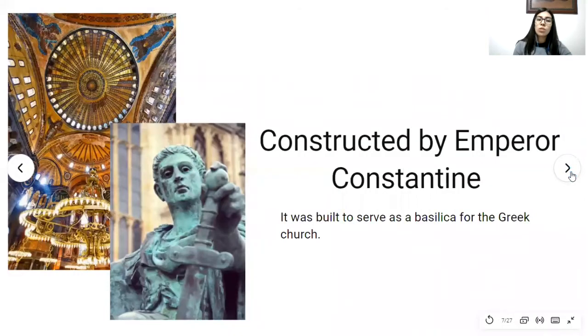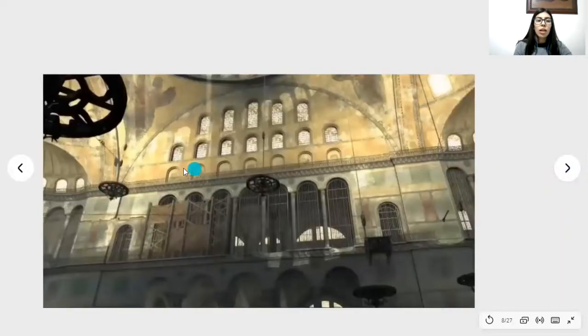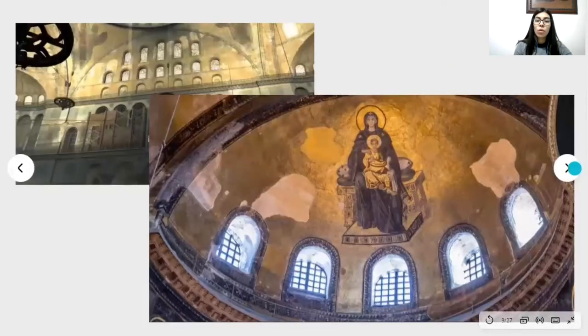It was initially constructed by the Emperor Constantine, and the main role was not a place of worship, but rather it was built to serve as a basilica for the Greek church. Constantine was the emperor of the Byzantine Empire, and so the credit of the building of the Hagia Sophia goes to the Byzantine emperor. It was initially made entirely from wood, and the roof was constructed out of the wood.